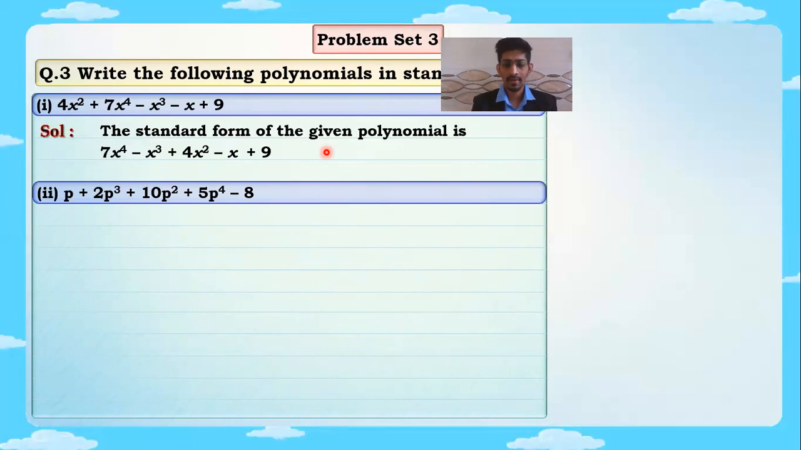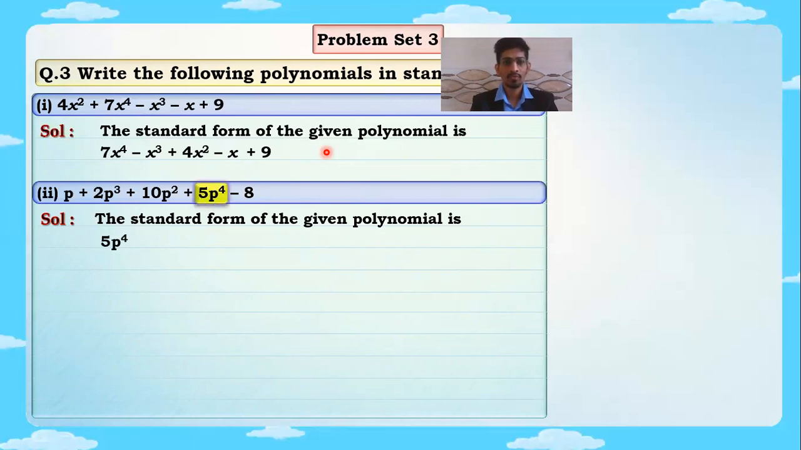And in this also, I need your help. Tell me which term should we write first? Yes, it is raised to 4, having the highest power, that is 5p raised to 4. After raised to 4, we are going to write raised to 3, that is 2p cube. After raised to 3, yes, we have a raised to 2 term also, that is plus 10p raised to 2. After this, now only 2 terms are left, out of which we are going to write p and then the constant term, that is minus 8 along with this sign.